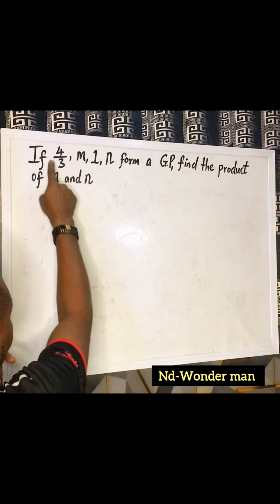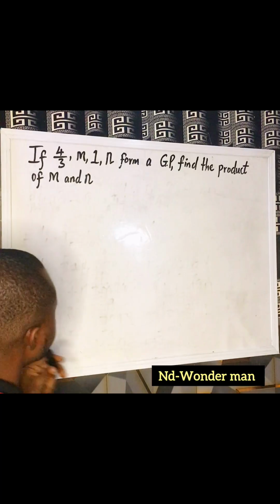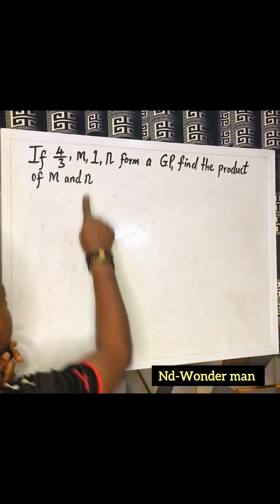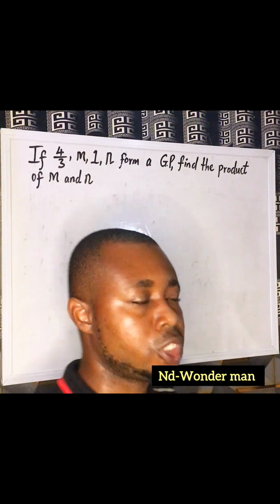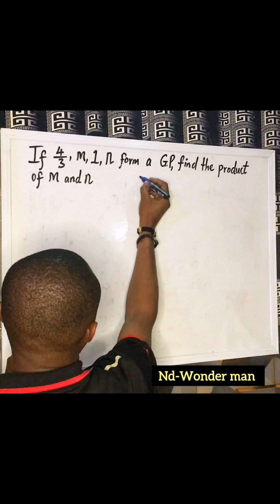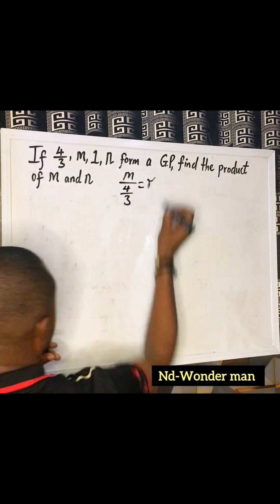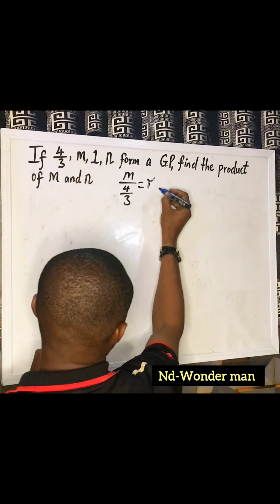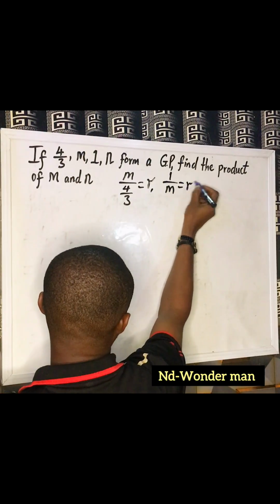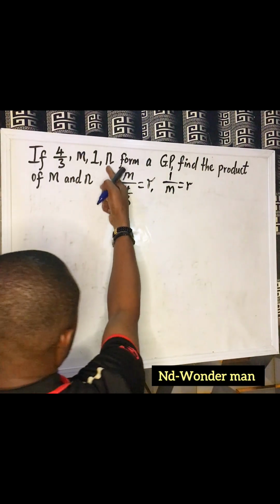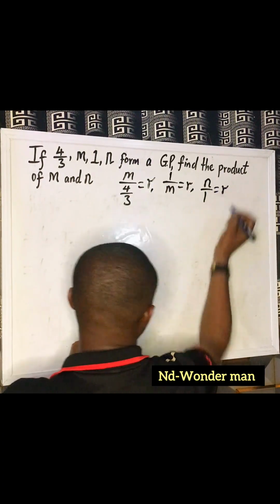In this case, 4 over 3 is the first term, m is the second term, 1 is the third term, and n is the fourth term. We can say second term divided by first term gives us the common ratio. This becomes m divided by 4 over 3, and that will give us the common ratio. Next, 1 divided by m will give us the common ratio. The next, n divided by 1, will give us the common ratio.